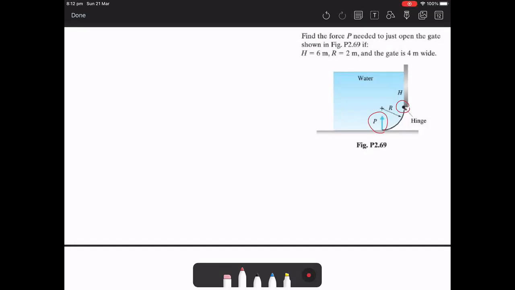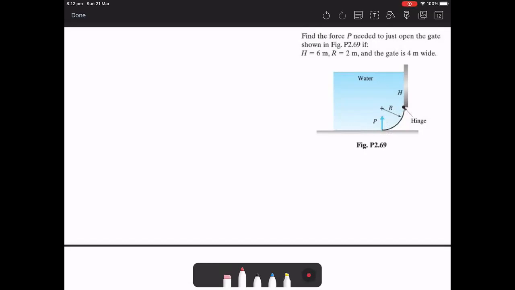To find the force due to the pressure, since it's a curved surface, we don't have a direct method. So the way we can find the force is by dividing it into three main components: the horizontal force, the vertical force, and the force due to the weight.